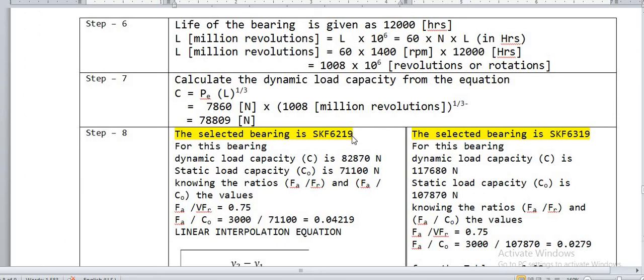So why is the 62 series not suitable, and why will the 63 series be suitable? Is the 6219 series suitable, or will the 6319 series be suitable? That we will discuss now.